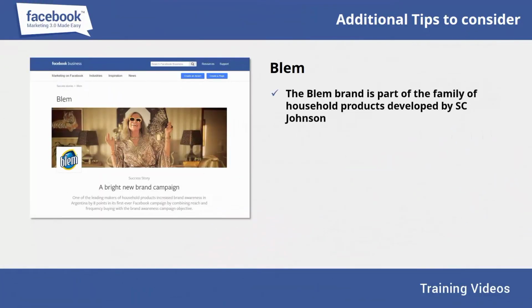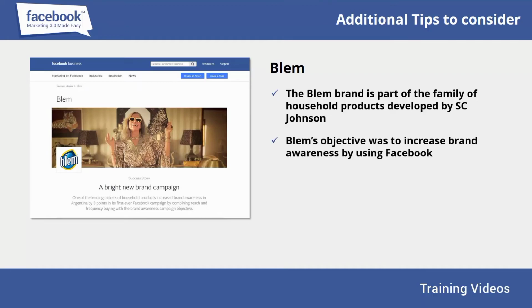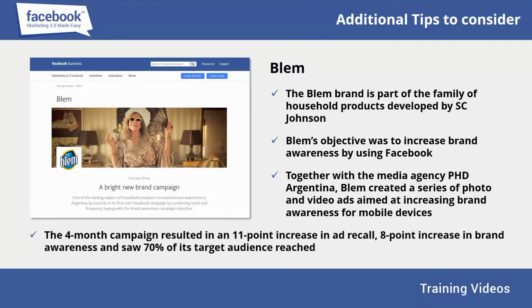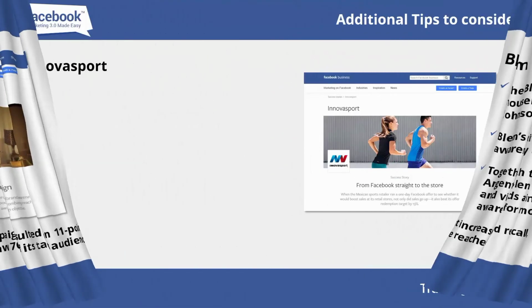Blem. The Blem brand is part of the family of household products developed by SC Johnson. Blem's objective was to increase brand awareness by using Facebook. Together with the media agency PhD Argentina, Blem created a series of photo and video ads aimed at increasing brand awareness for mobile devices. The 4-month campaign resulted in an 11-point increase in ad recall, 8-point increase in brand awareness, and saw 70% of its target audience reached.